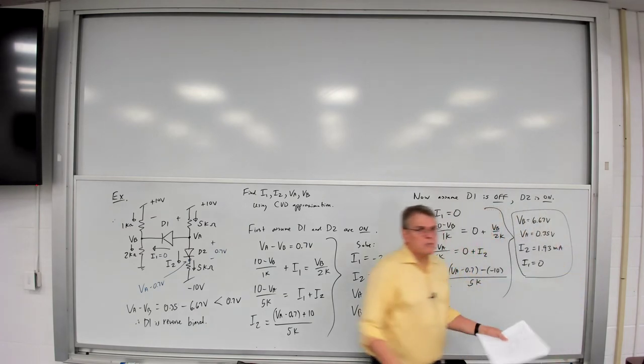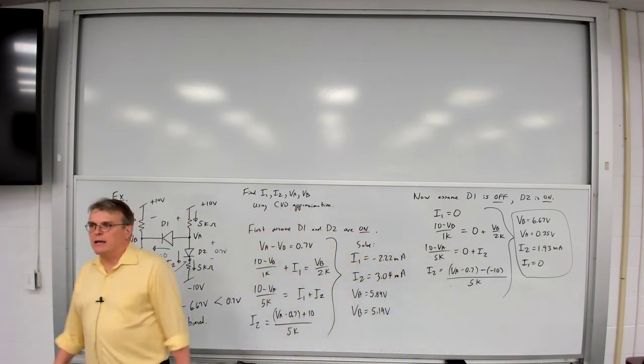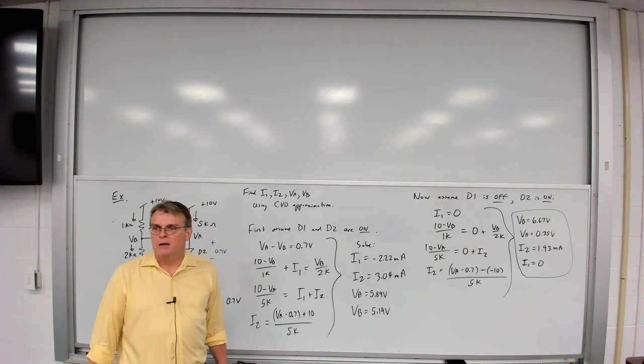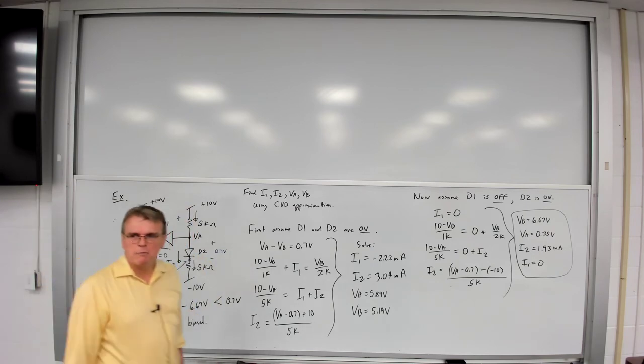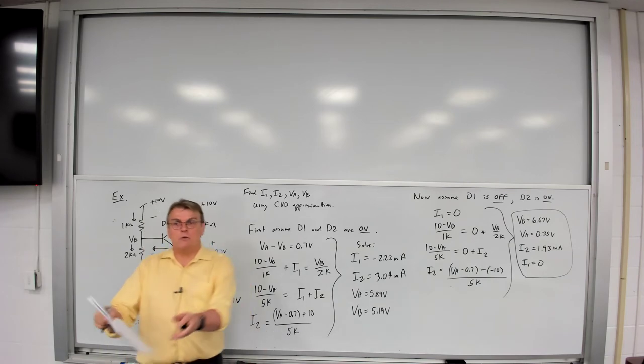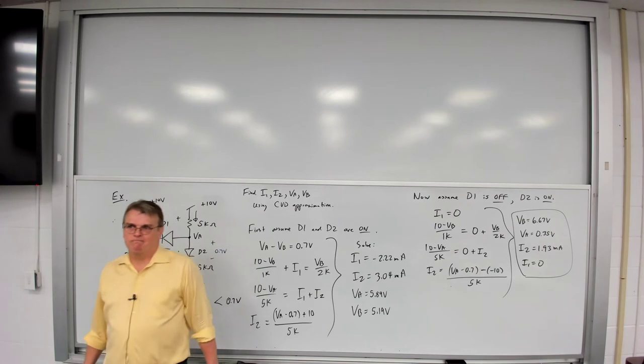I check my answers, the boundary conditions all look good. There's no need for me to check any other cases, so I'm finished at this point. So as you can see, this is really not fundamentally different than the ideal diode analysis we did before, only now the threshold, instead of being 0 volts for the diode voltage, is 0.7 volts.